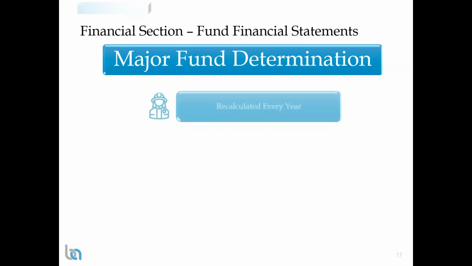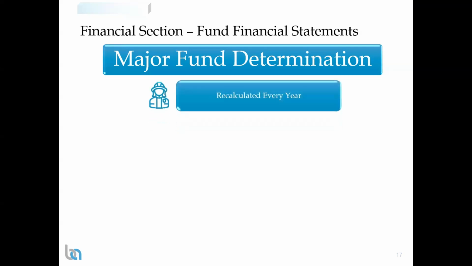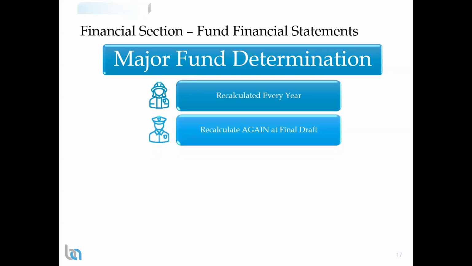So really you want to recalculate that every year. You want to recalculate it again before you finalize the report. And when you recalculate it at the final draft, you want to use the financial statement numbers, because sometimes in your trial balance, the way you've set it up, the accounts may not be going in the correct spots.